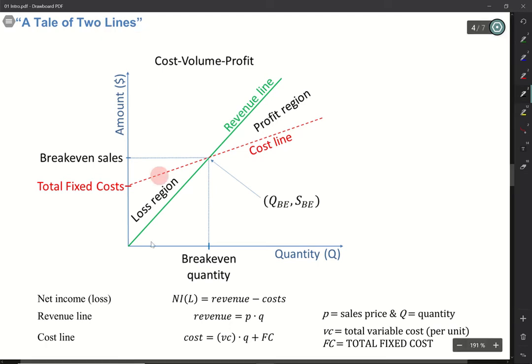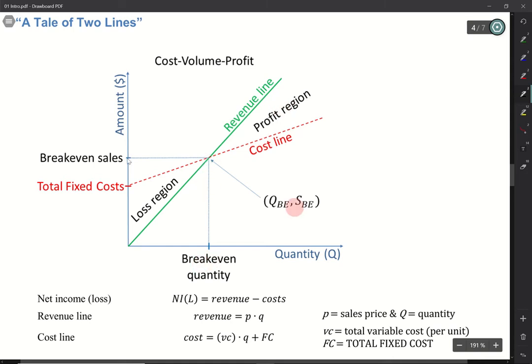But really, it's a story of the revenue line and the cost line, okay? And so again, the total fixed cost is this intercept. The variable cost is the slope, right? The price is the slope of the revenue line. Revenue line here in green, cost line in red, dashed red. And then here we have this loss region, profit region, and here we have the break-even quantity.